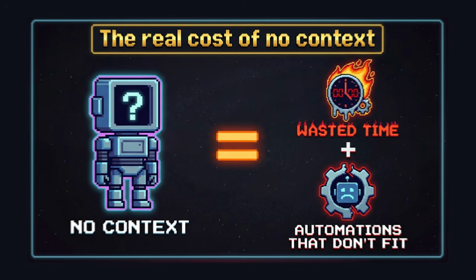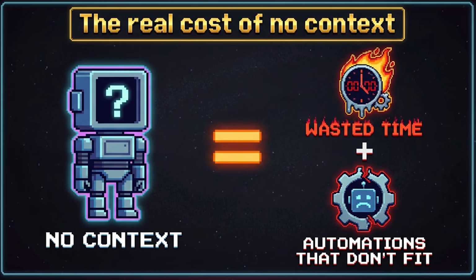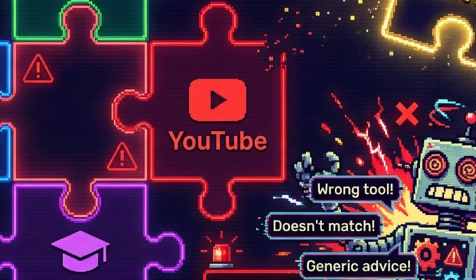But the real cost isn't just the wasted time. It's the quality of what Claude builds for you. When Claude doesn't know your business, it gives you generic automations, cookie cutter workflows that technically work but don't fit how you actually operate. It'll suggest tools you don't use. It'll build things that don't connect to your existing systems, and then you spend even more time trying to fix it after the fact.